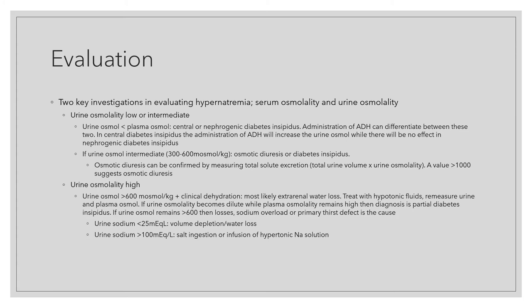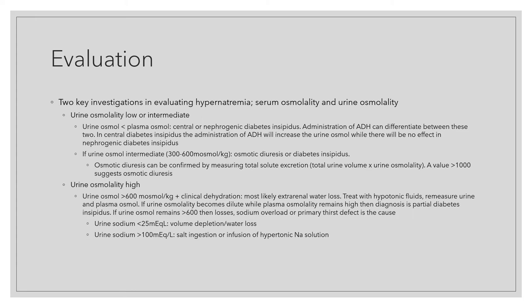Finally, if the urine osmolality is high, and clinically the patient has a history and an examination which are consistent with dehydration, then the cause is most likely extrarenal water loss, and you would treat that with hypotonic fluids, and then subsequently remeasure the urine and plasma osmolality. At this stage, if the urine osmolality becomes dilute, while the plasma osmolality remains elevated, then the diagnosis is partial diabetes insipidus. But if the urine osmolality remains greater than 600, as in we have functioning kidneys, then extrarenal losses, sodium overload, or primary thirst defect is the cause.